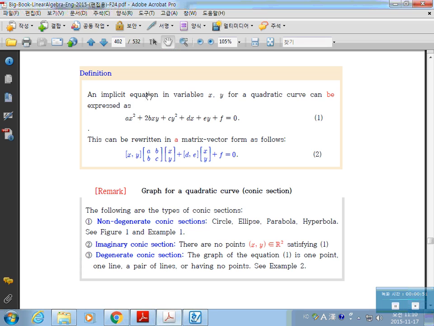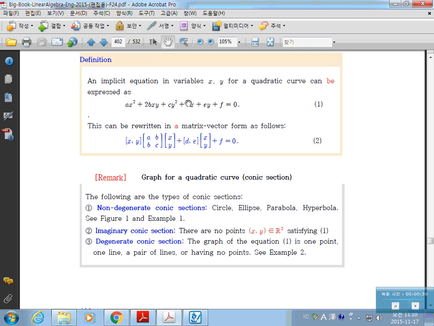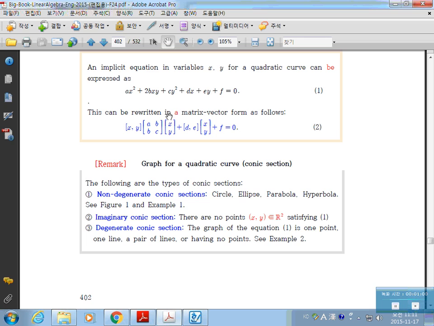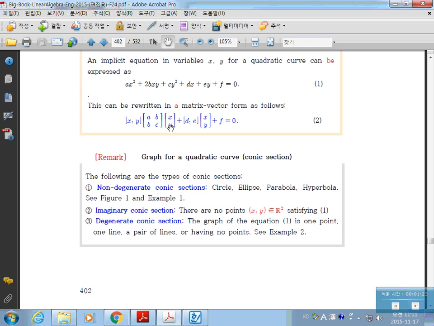First, an implicit equation in variables x, y for a quadratic curve can be expressed in this way when you have two variables. This can be written in a matrix-vector form as follows. If we multiply this, then you will have ax squared plus cy squared and 2bxy from here, and from here dx plus ey plus f is equal to 0. These are the same, but we wrote this in matrix form.